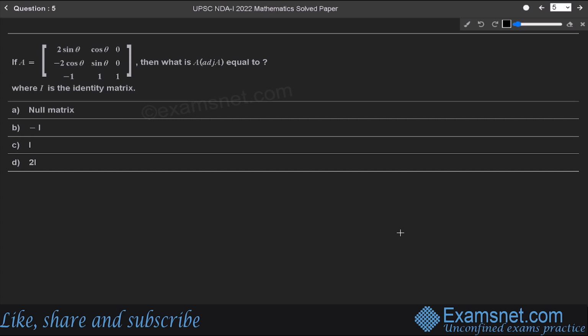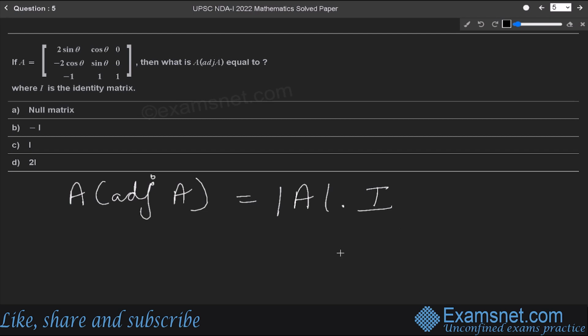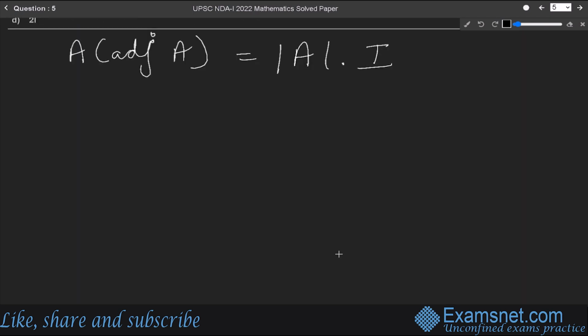Next question is, if A is equal to 2 sin theta cos theta 0, minus 2 cos theta sin theta 0, minus 1 1 and 1, then what is A of adjoint A equal to, where I is the identity matrix. This question is also from the matrix, and we have to find the value of A of adjoint A. We know that the value of A of adjoint A is determinant of A into I. Here I is an identity matrix. So in this question we have to find the determinant of A.